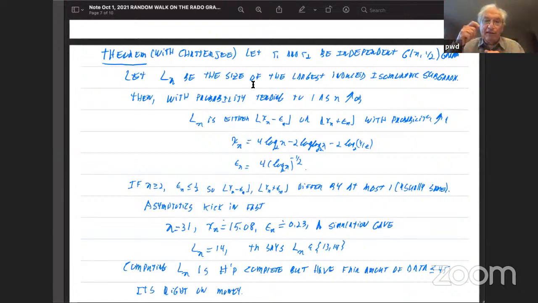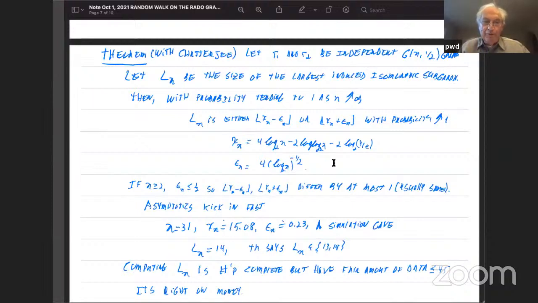Then with probability tending to one, when n is large, Ln is one of two values. Ln is either xn minus epsilon or xn plus epsilon, where xn is 4 log to the base 2 of n minus 2 log 2 minus some other constant, and epsilon is going to 0. It's 4 over square root of log n.